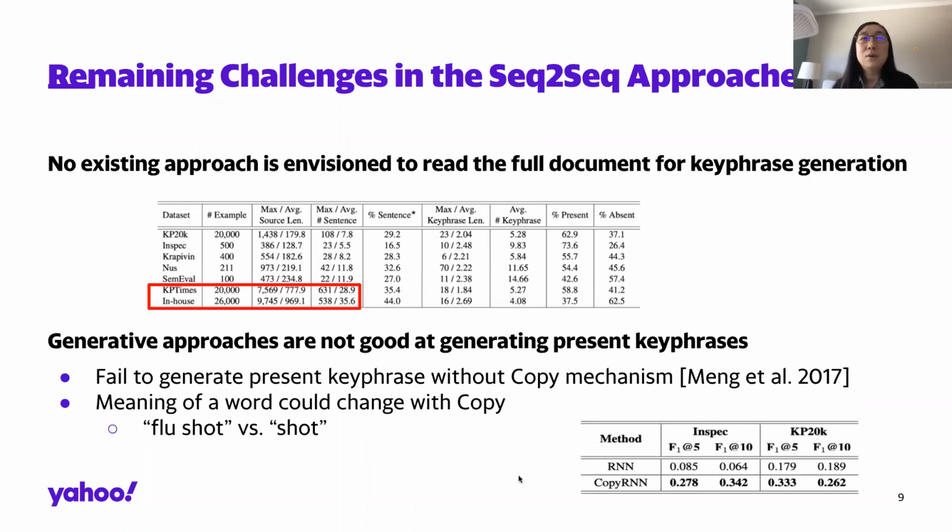And also a problem with the copy is that even though the word can be copied from the source to the target, it might change the meaning of the word because the full context might get lost in this process. So that's a remaining problem that needs to be solved with this kind of sequence-to-sequence approach.